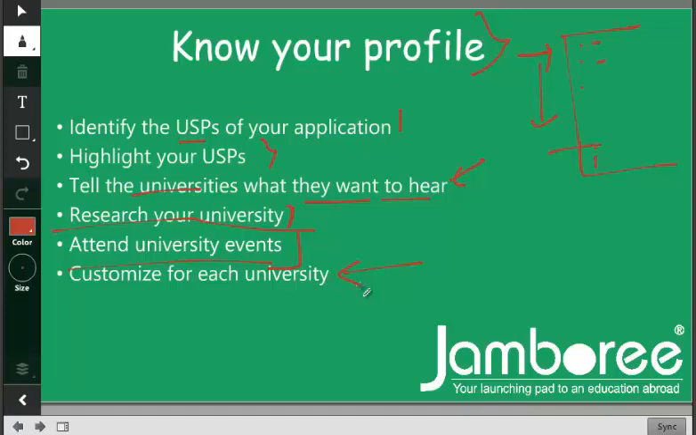So you have to customize. Now, when you customize, you are presenting those aspects of your profile that are in sync with the university's core principles.